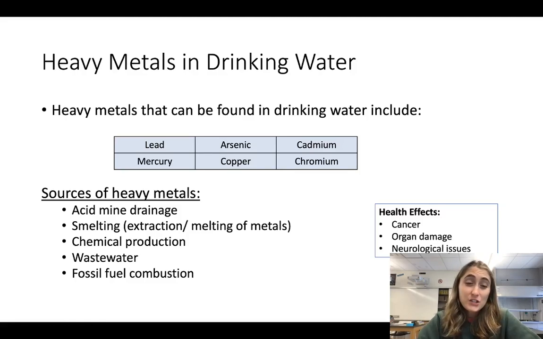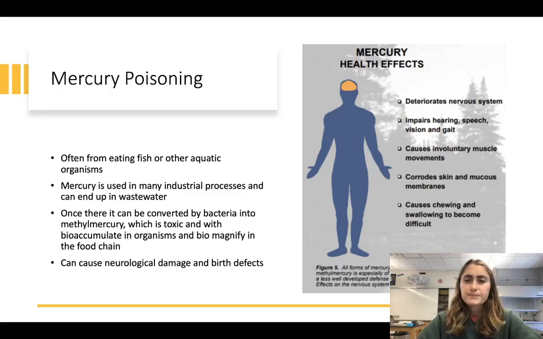We know acid mine drainage contains things like arsenic, contains things like copper, smelting or extracting/melting of metals that can have things like lead, copper, arsenic. Wastewater can contain any of these depending on where it's coming from. Mercury is used in almost every industrial process, which is why we're always so worried about mercury levels in water. And then, of course, fossil fuel combustion can lead to mercury and arsenic being exposed to water as well. And of course, there's some pretty dangerous health effects here: cancer, organ damage, neurological issues, if this is water that you will be consuming at any point.